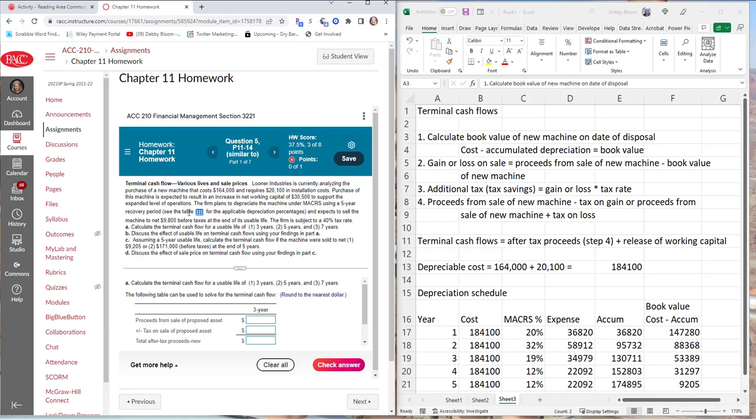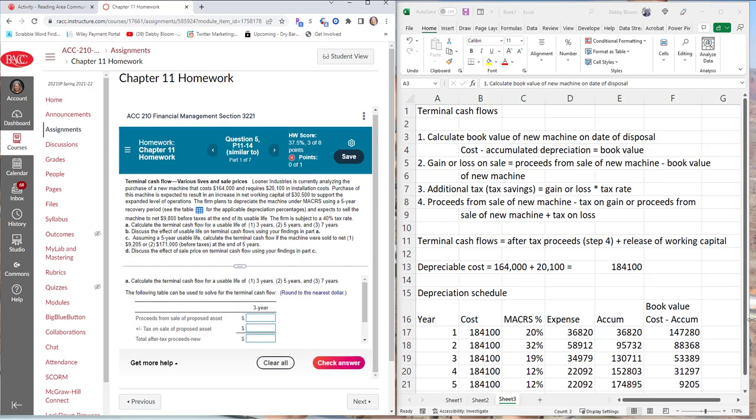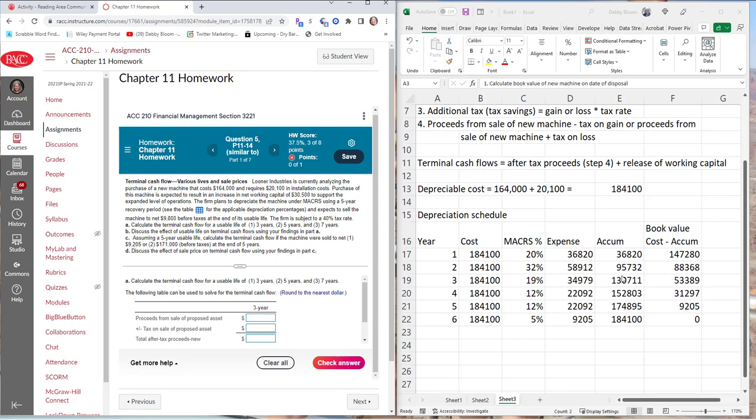Now, we're told that we plan to sell the machine for $9,800. So we have the proceeds from the sale of the new machine. We just need to know which book value. And we have a tax rate of 40% that we are going to use in this problem. So in Part A, we're supposed to calculate the terminal cash flow for a usable life first of 3 years. So if our usable life is 3 years, we're going to sell it at the end of year 3. So I'm going to highlight our book value at the end of year 3.